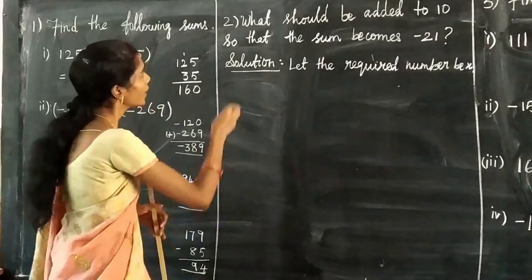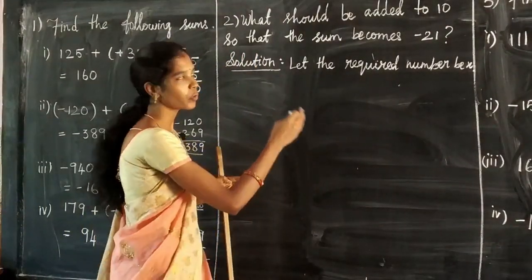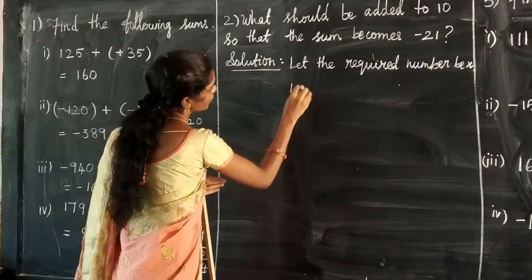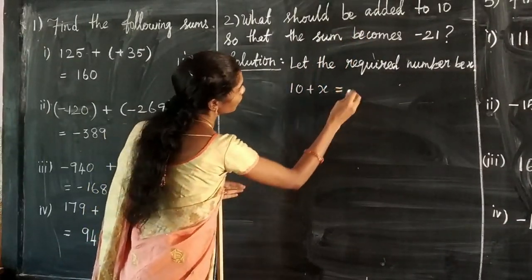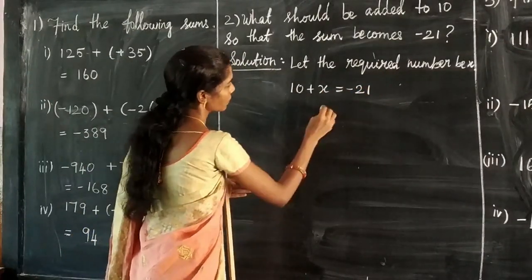Okay. So as per the question, how can we form the equation? Some number we have to add to 10. So 10 plus x is equal to minus 21. We have to find the x value.